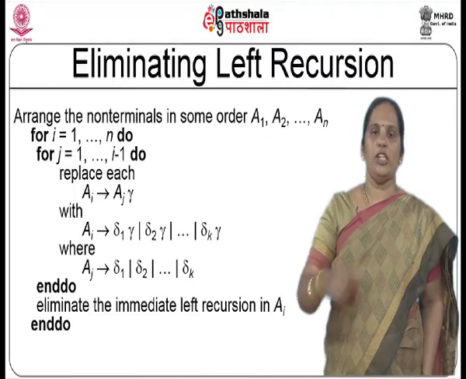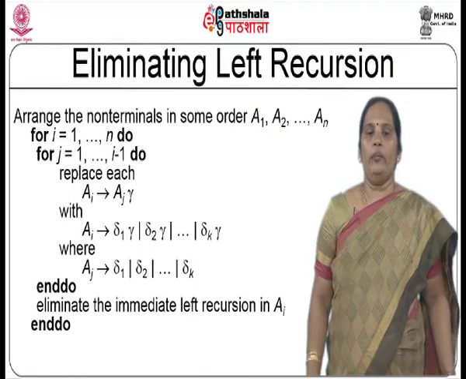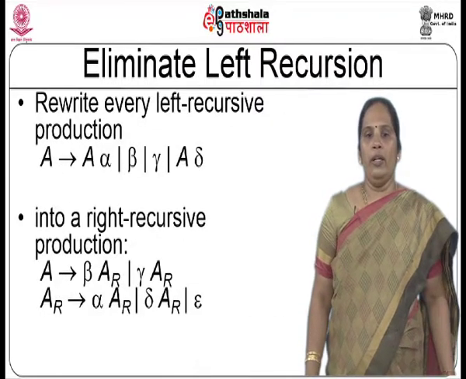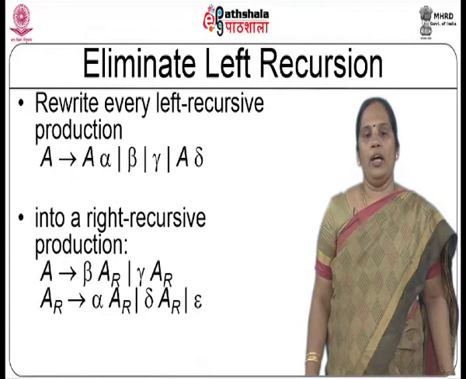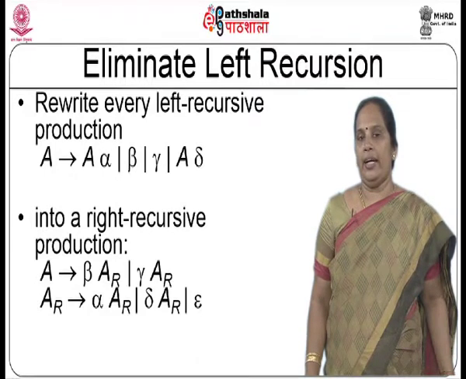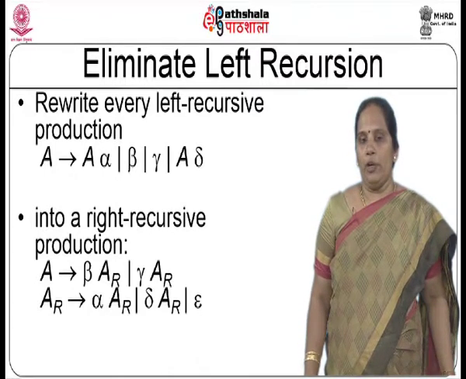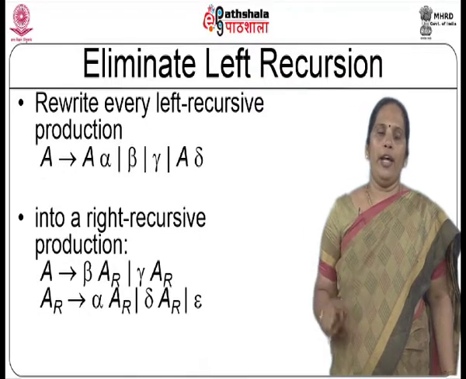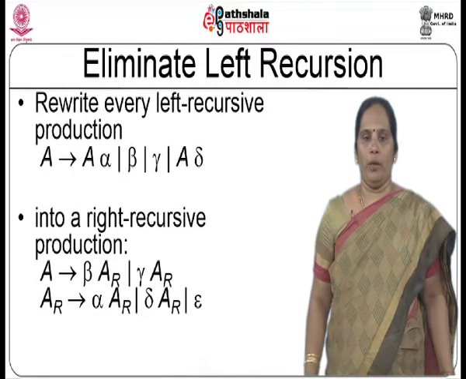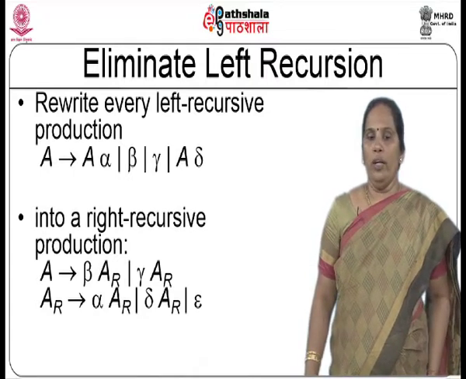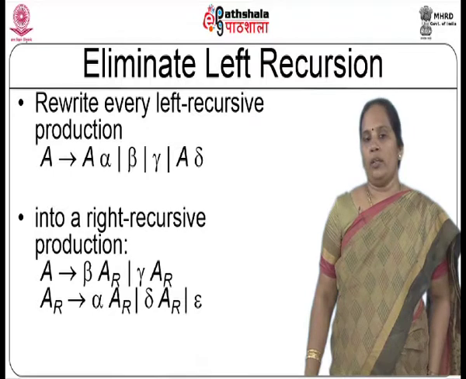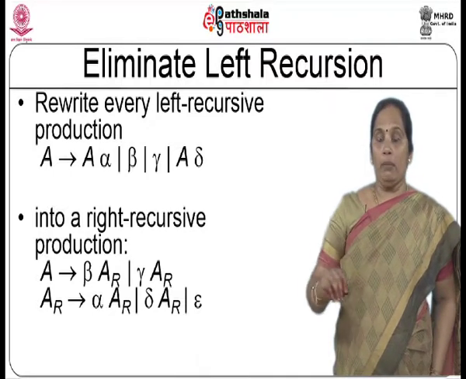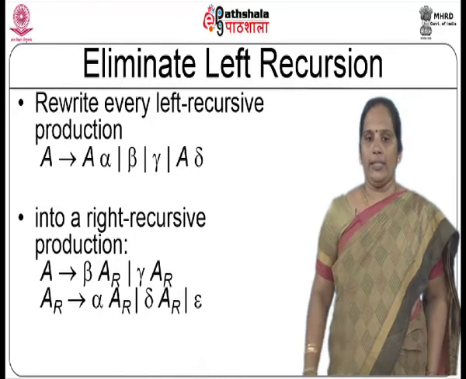So, you rearrange your productions first and then you eliminate your left recursion. So, how do I eliminate the left recursion? For example, if I have A produces A alpha or beta or gamma or A delta. So, I have two A productions, I have two non-A productions. For every A production, try to introduce a new non-terminal. Okay? I am calling that AR here, because it becomes a right heavy grammar. Therefore, I am calling that AR.